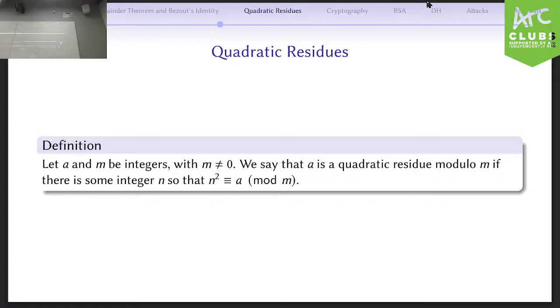Just let A and M be integers with M not 0. We say that A is a quadratic residue modulo M if there is some integer n so that n squared is A mod M. A lot of yap, you can kind of think of it as, what are the possible remainders modulo M when you square a number, right?